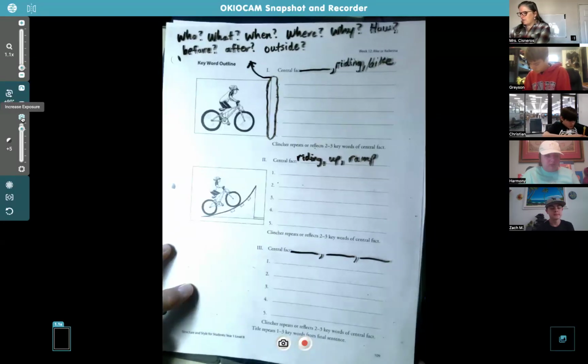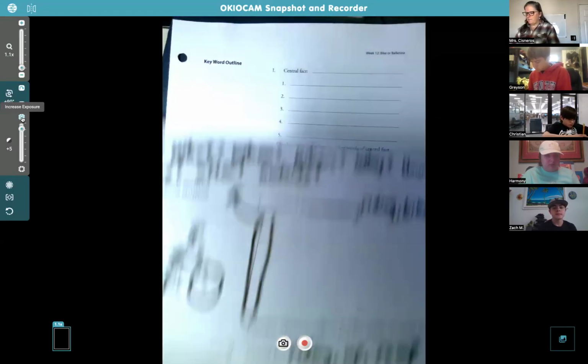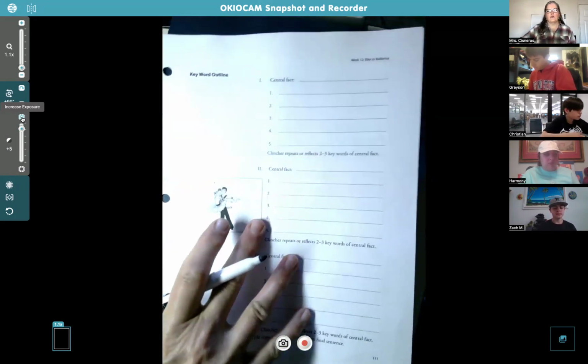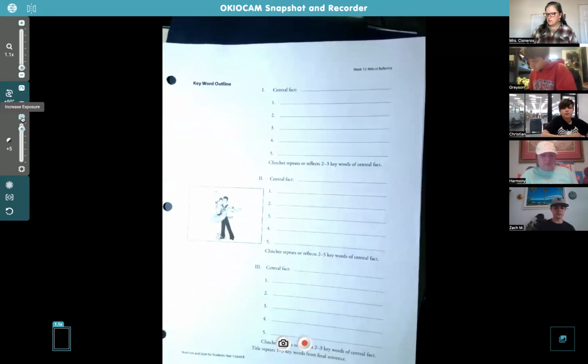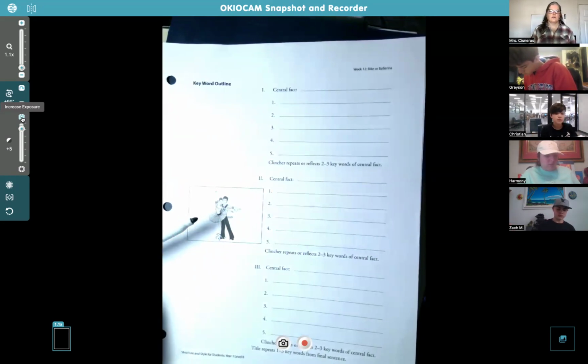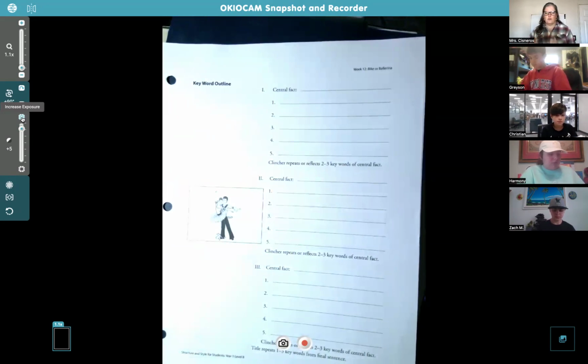Let's look at the ballerina one and talk about that for a minute. I'm not going to have you write the questions on this one because you can use this other page for your homework with the questions, even if you choose this one to write about. But I wanted you to look closely at the picture. Zach, what do you see in this picture? What is the central fact here?